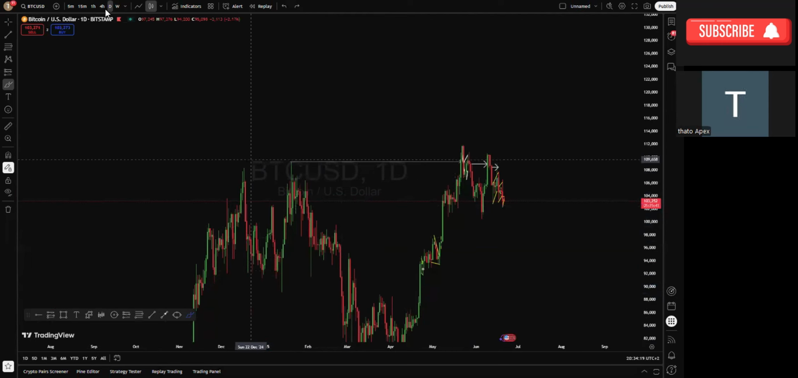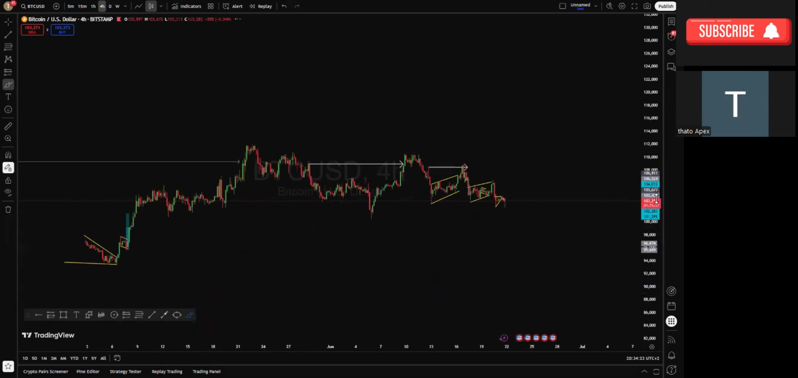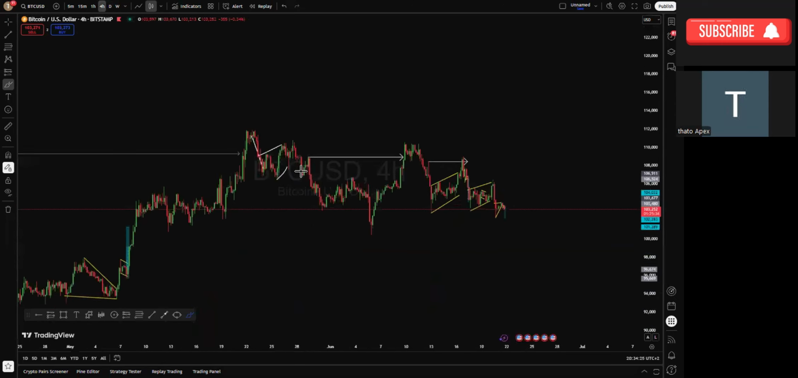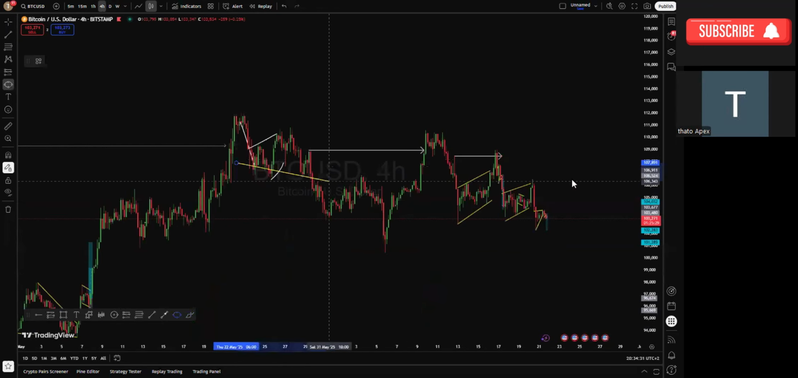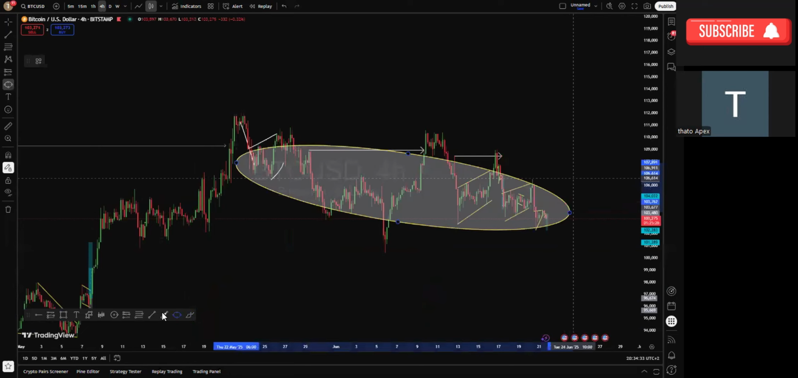So what I did, I just identified the value area, right, and then I went straight to the 4 hour. On the 4 hour, I also identify other value areas. So on this, I'm just going to break this whole price action down, okay.